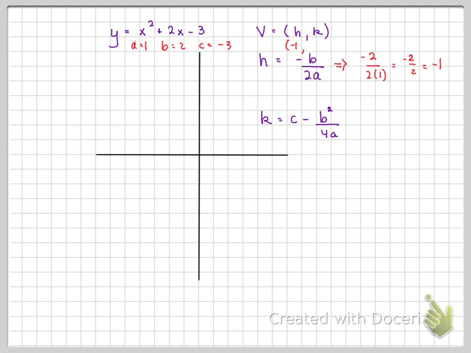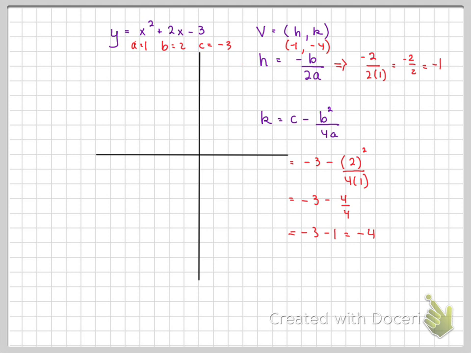Now, for the k value, c is negative 3 minus b squared over 4 times a. So negative 3 minus 4 over 4 is negative 3 minus 1, which is negative 4. So the coordinates of our vertex are at negative 1, negative 4. Write these formulas down. Yes, you can use them on your final, but it's up to you to take notes.